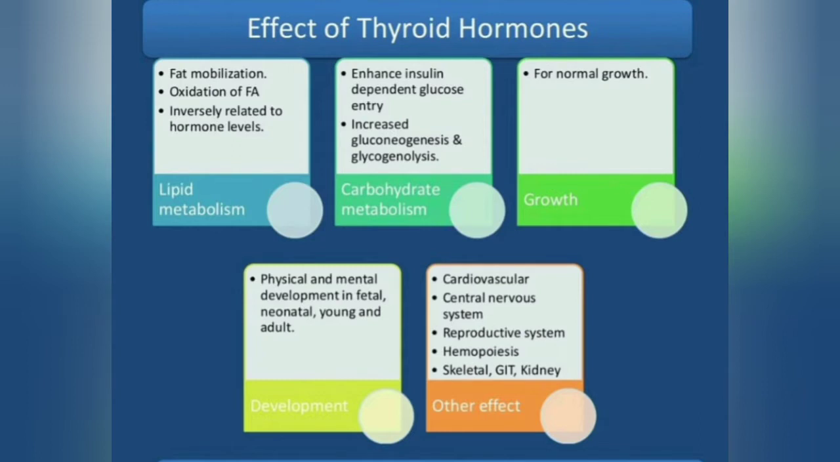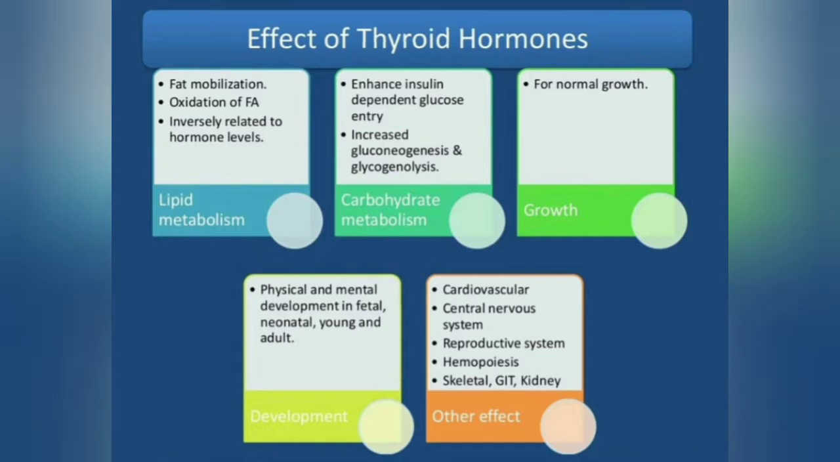Now we have to know the effects of thyroid hormones. Here 5 different types of functions are titled for understanding. So first of all, we have to know about lipid metabolism. How does thyroid help in lipid metabolism? Thyroid is involved in fat mobilization and oxidation of FA, which is fatty acid, inversely related to hormone levels.